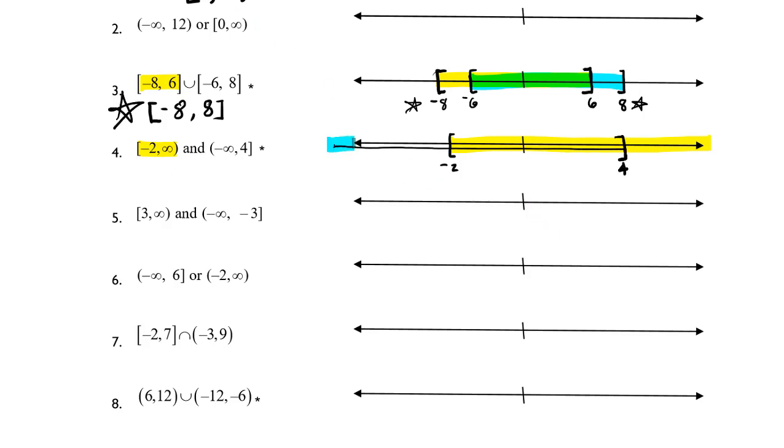Negative infinity to 4 is my other side. And so the true statement is on the interval, because remember this is an intersection. We're taking just the green part, negative 2 to 4. That is my solution to the intersection, and that is the green interval. Now, do you have to use blue, yellow, and green highlighters to do this? Absolutely not. But it's just kind of a helpful aid to see where I'm getting these values.